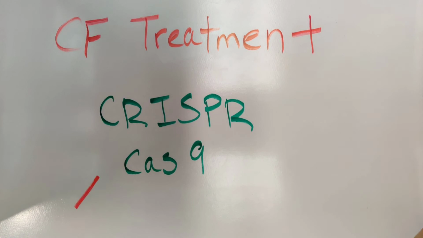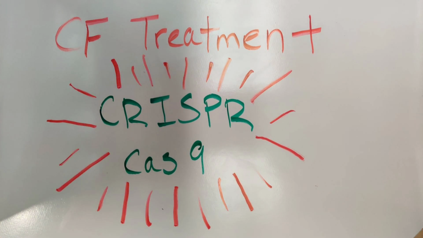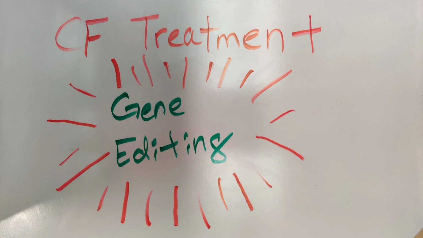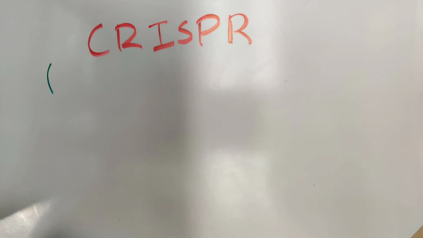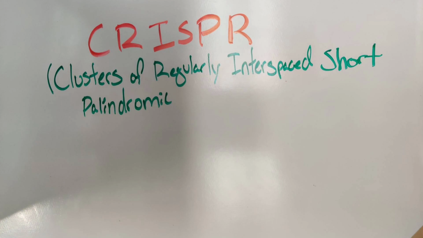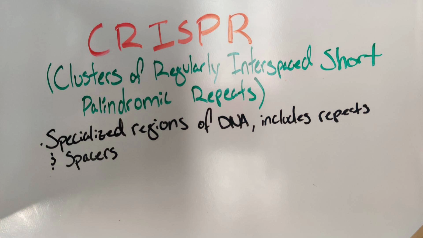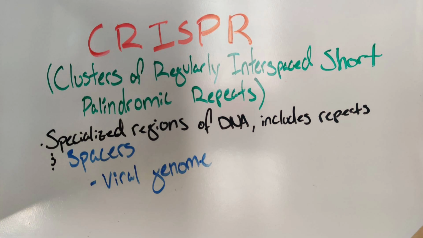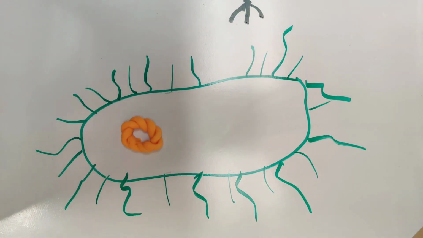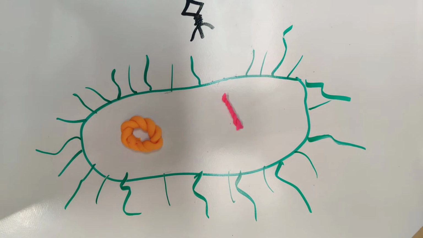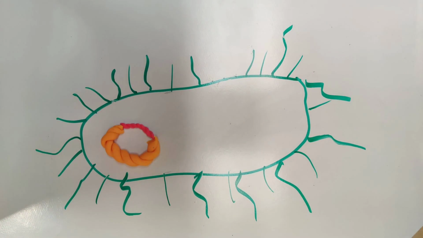A treatment for cystic fibrosis includes CRISPR-Cas9, which is a gene editing tool. CRISPR-Cas9 is naturally found in prokaryotes like bacteria. CRISPR stands for clusters of regularly interspaced short palindromic repeats. They are specialized regions of DNA with nucleotide repeats and spacers. Spacers are viral genomes from past virus infections. After a virus attack in bacteria, viral DNA is incorporated into the bacterial genome to protect against future attacks.